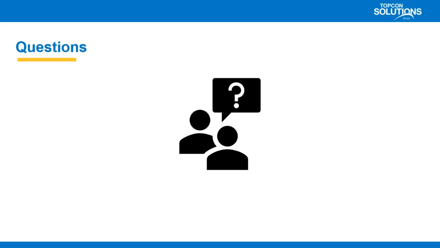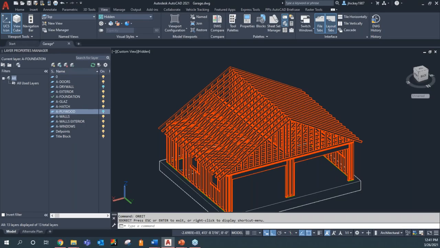Okay, now here we go on to the next question. Does AutoCAD 3D allow you to extrude along a path? Yes, it does. And I can actually show you that real quick if you want me to.